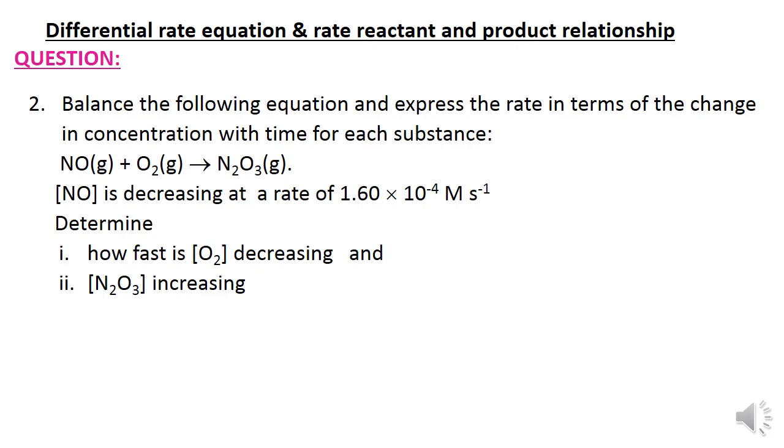If the concentration of NO is decreasing at a rate of 1.60 times 10 to the power of minus 4 molar per second, determine how fast the concentration of O2 is decreasing and the concentration of dinitrogen trioxide, N2O3, is increasing.